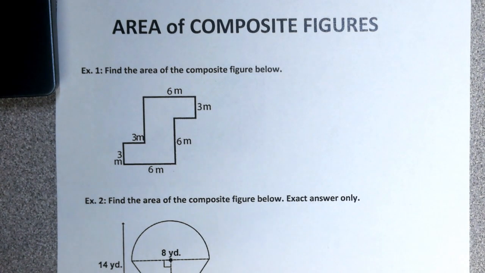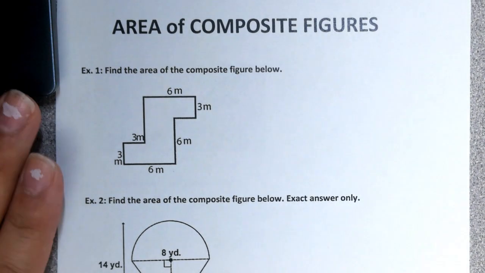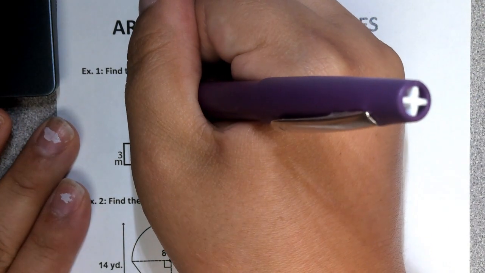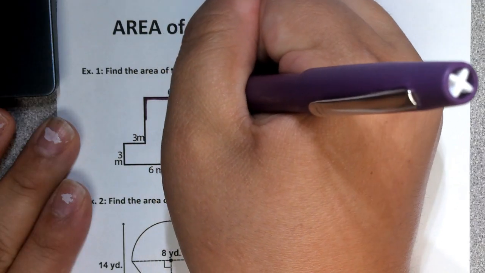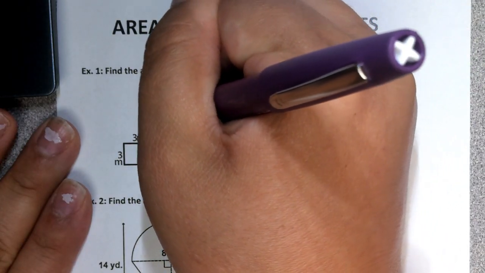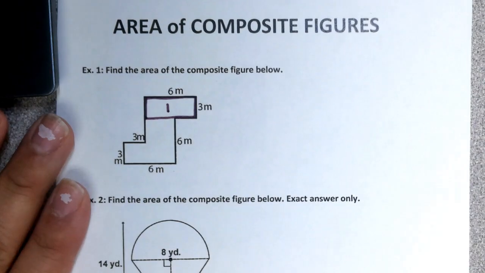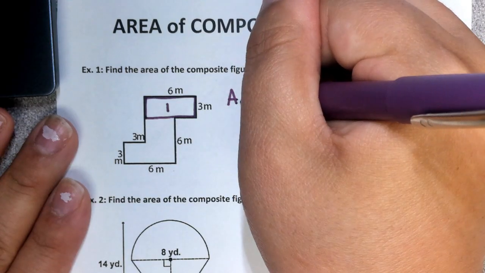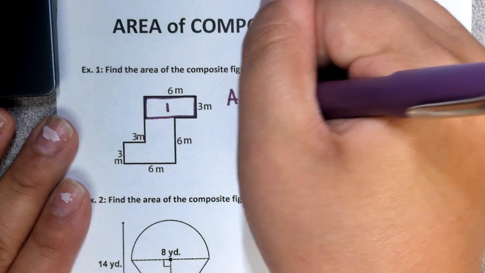I do want to let you know the way that I do, especially number 1, you might do it a different way. It does not matter, as long as we get the same answer. There are many different ways you can cut up these shapes. Okay? All right, so number 1, I am going to take this as my first rectangle. I'm going to label it rectangle 1. How do I find the area of rectangle 1?